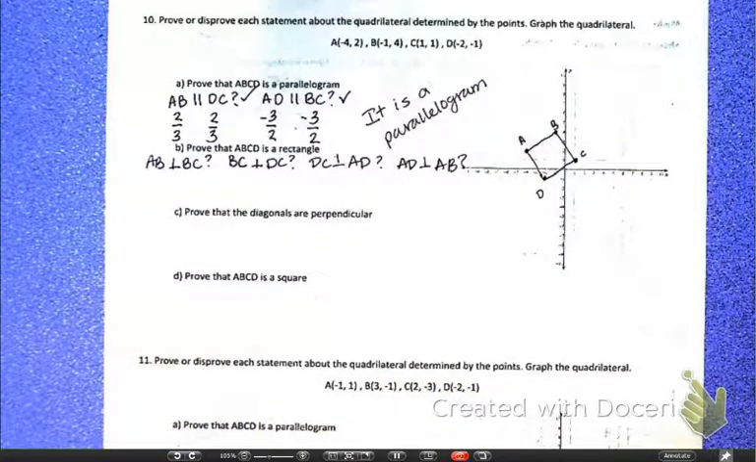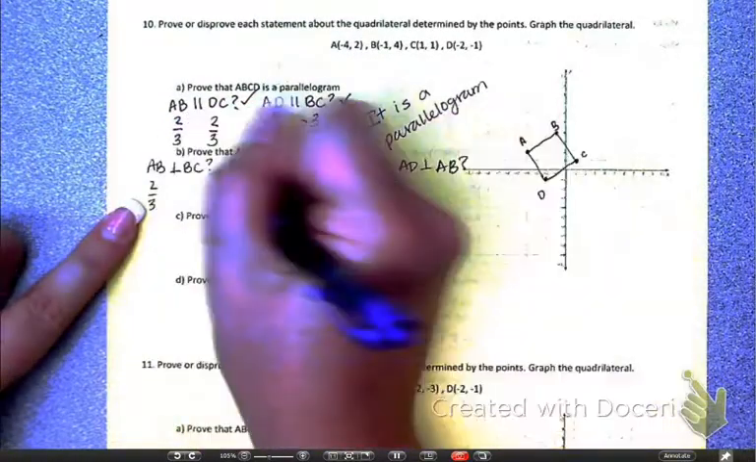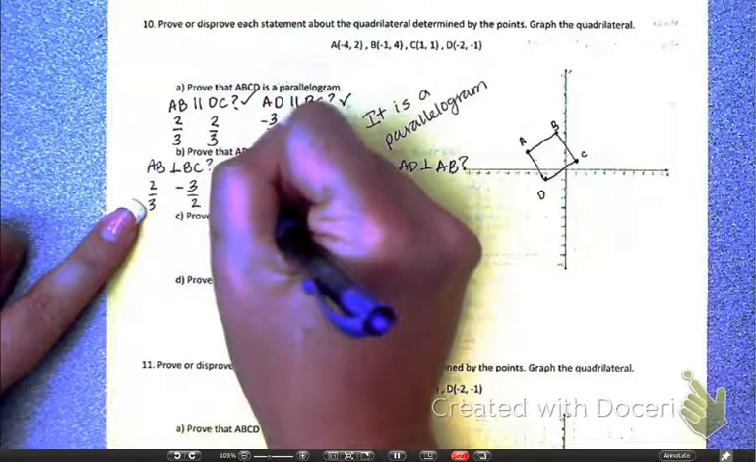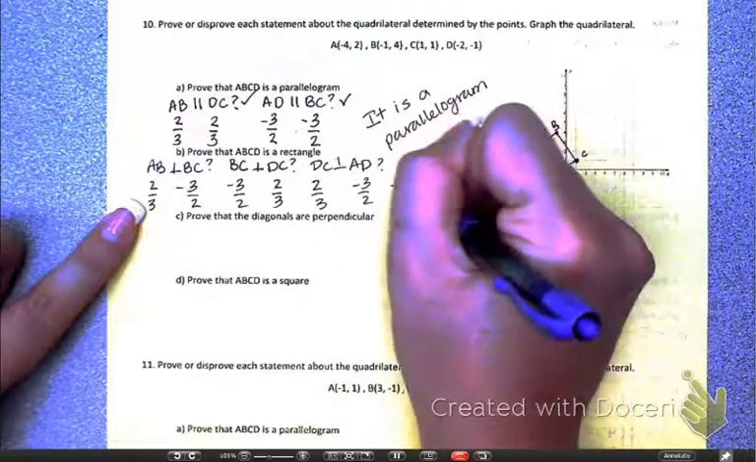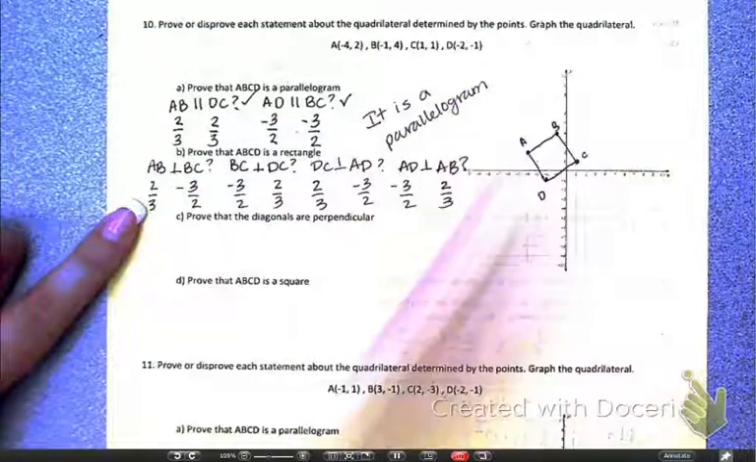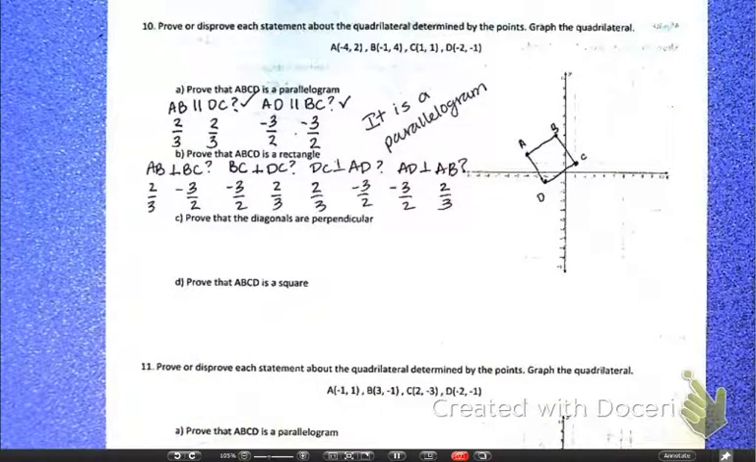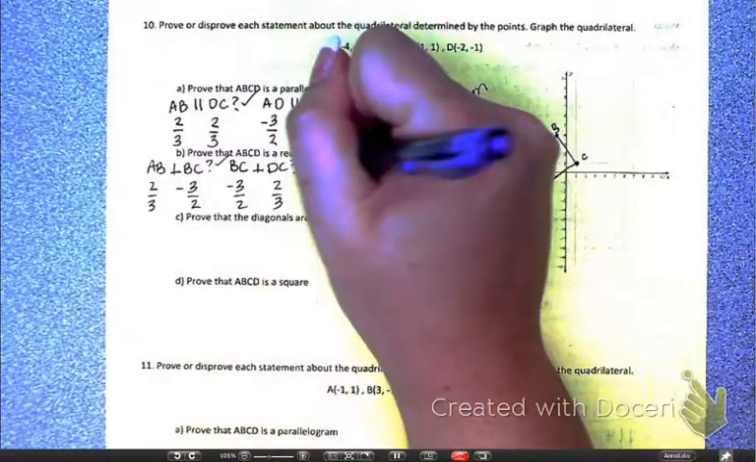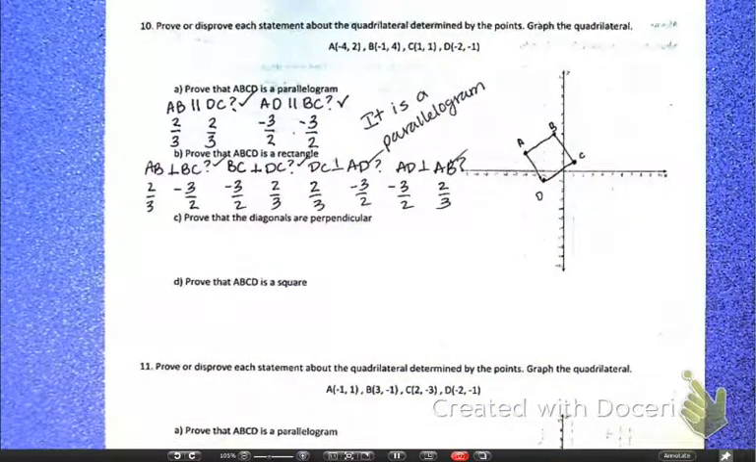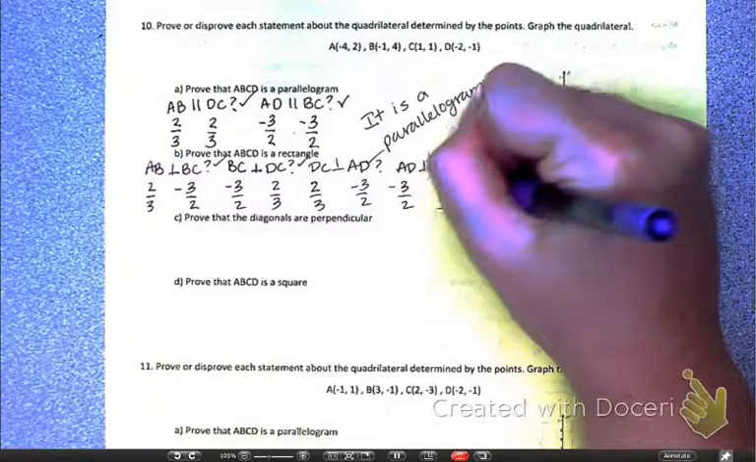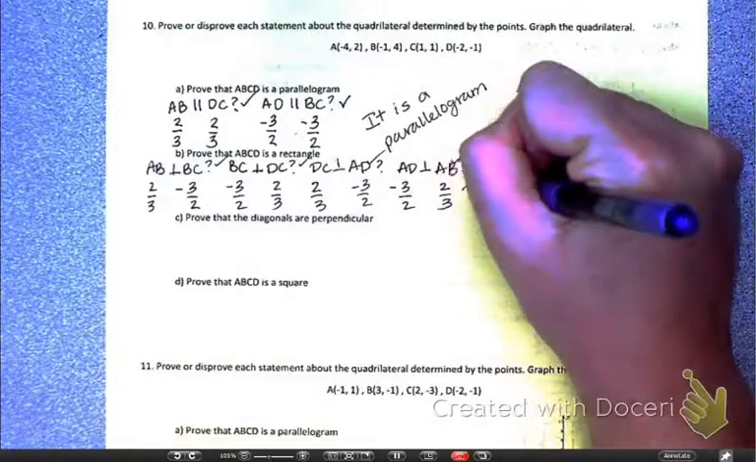You've already found the slopes for all the sides. So we're just going to plug it in. So 2/3, negative 3/2, and so on. Are each of these sides perpendicular to each other? Yes. One's positive, one's negative, and they're reciprocals of each other. So all of these are perpendicular. You already know it's a parallelogram, so is it a rectangle? Yes. Is a rectangle, and you should write that.